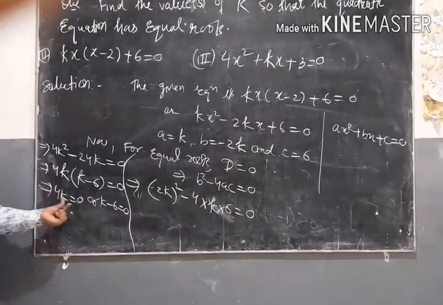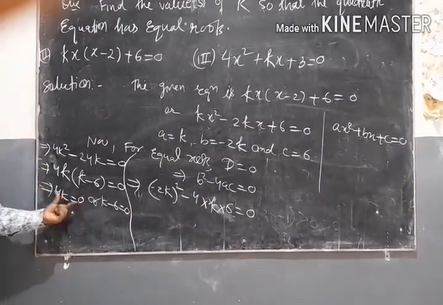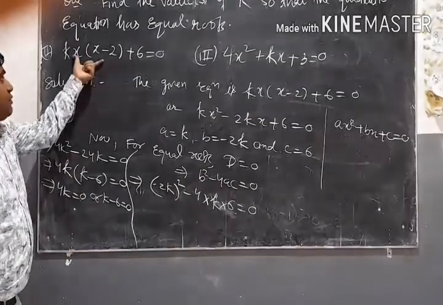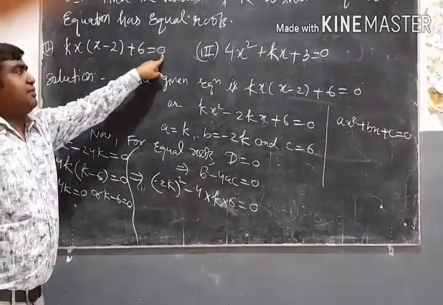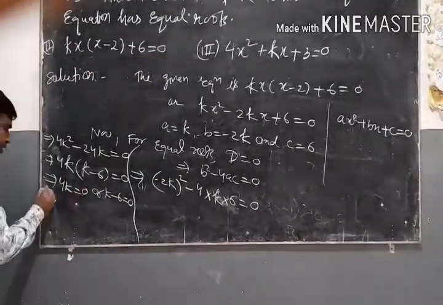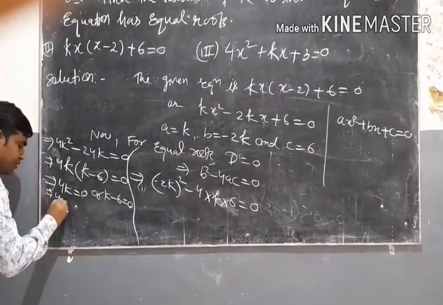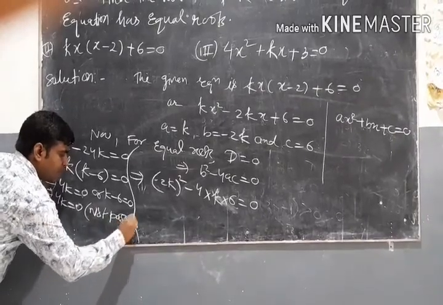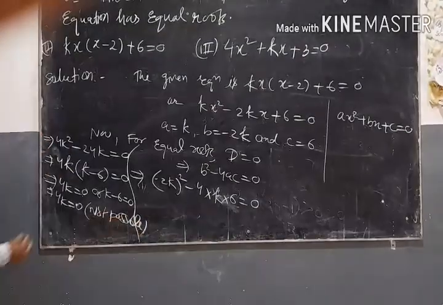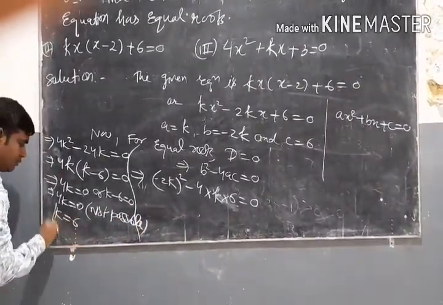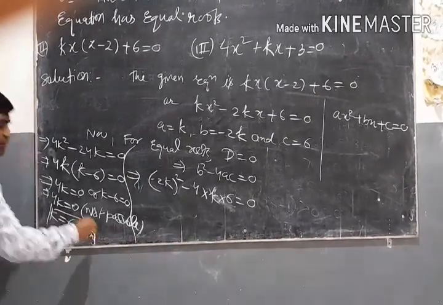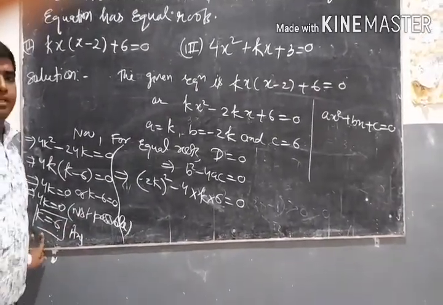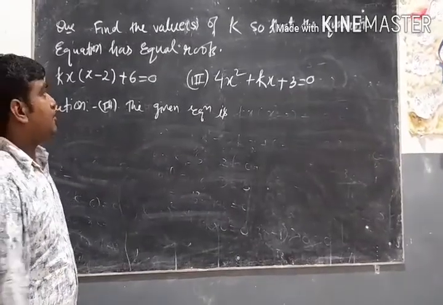Here we see that if 4k is equal to 0, this implies k is equal to 0, then the equation becomes x equal to 0, which is not possible. So we can say that 4k is equal to 0 is not possible. So our solution is k is equal to 1. So this is required. Now question number third.